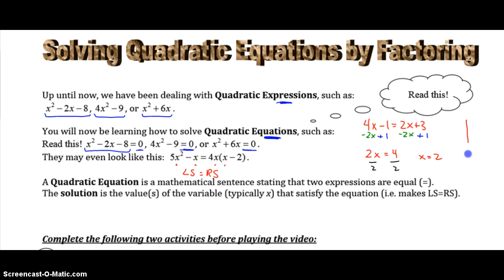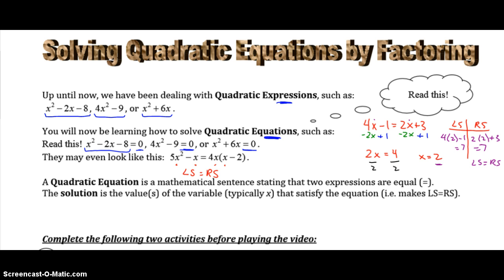To do a check with your left side, right side check, you substituted the 2 into the x in both left side and right side. So the left side was 4 times 2 minus 1, which is 7. The right side is 2 times 2 plus 3, which is 7. So left side equals right side. So that was the solution to our equation. So that was a linear equation.